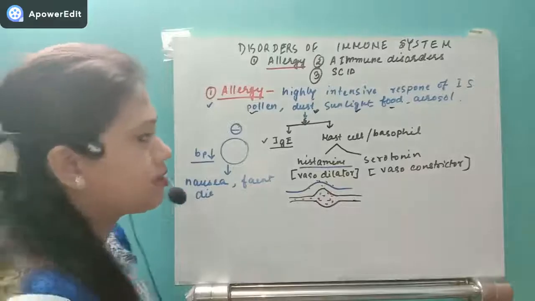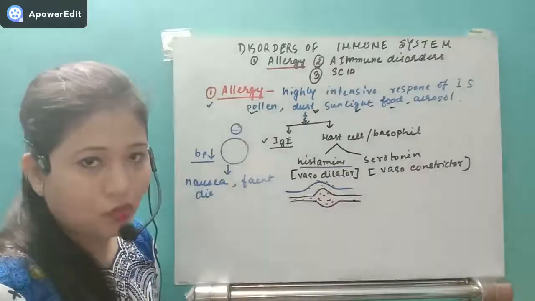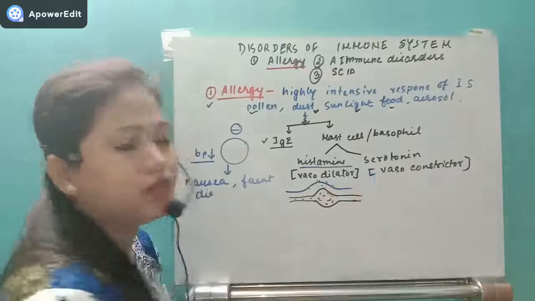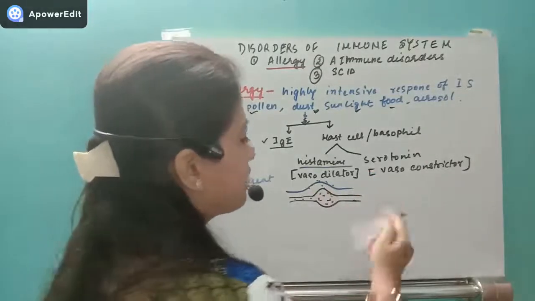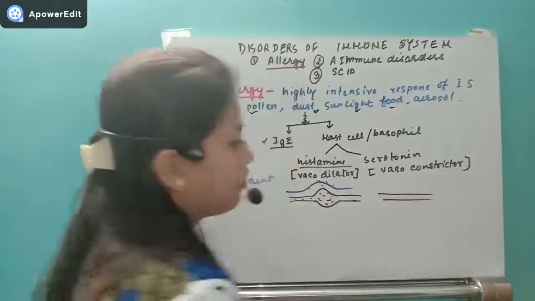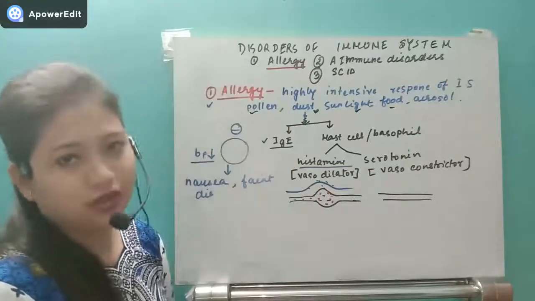And the next thing, suppose the allergic reaction is over, then what happens? Serotonin will be released, which will bring the blood vessel back to its normal size and diameter once again, to decrease the allergic reaction.